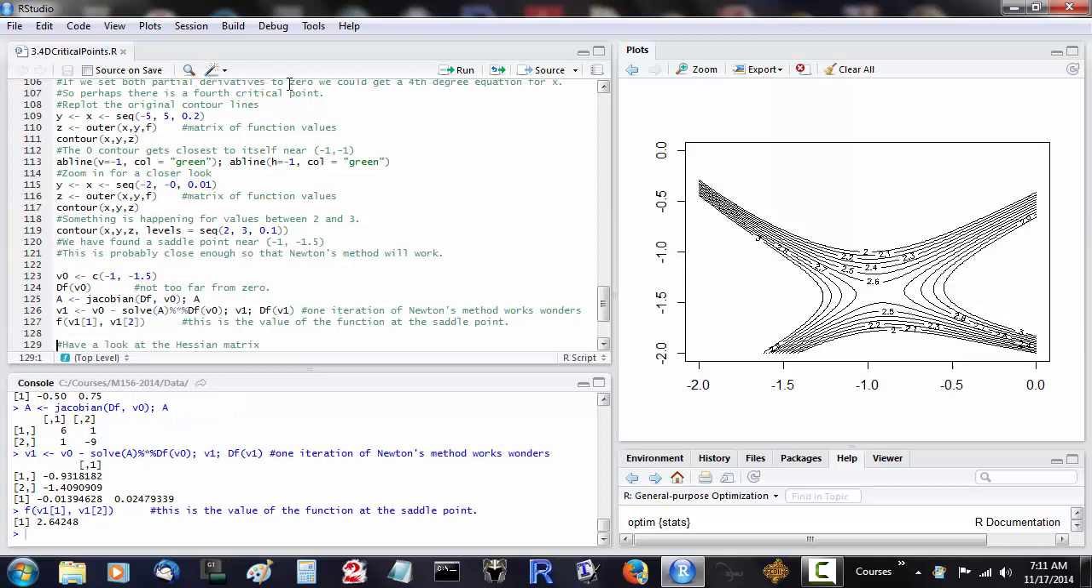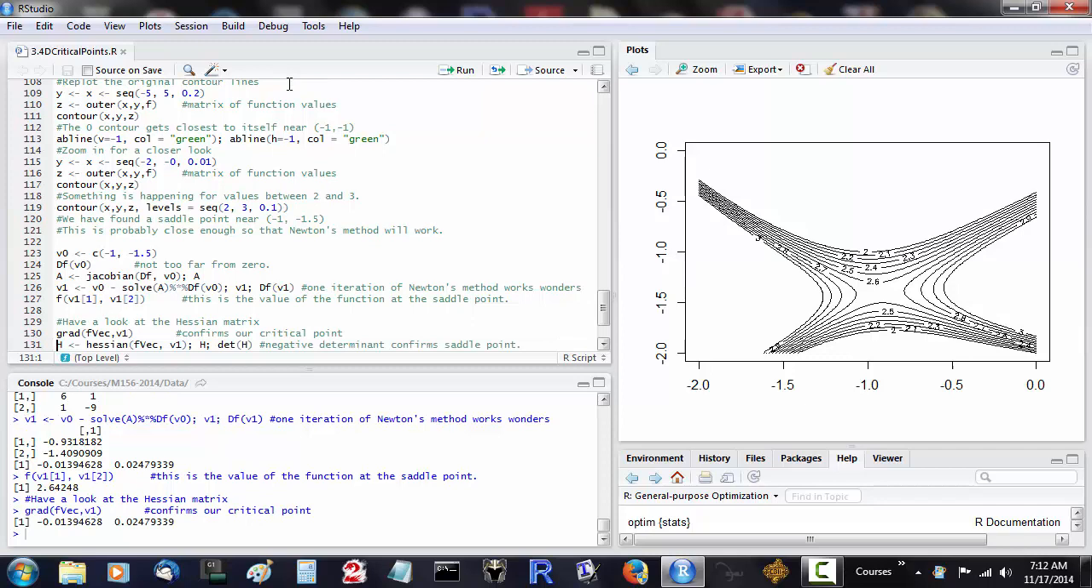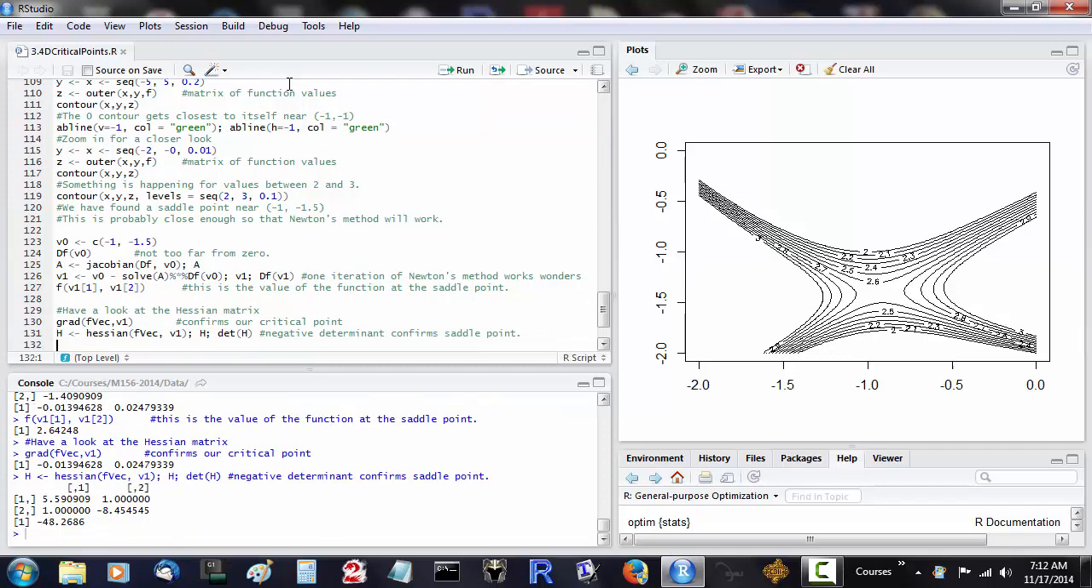I'll evaluate the function at the saddle point, which is not of any particular importance, and finish off by having a look at the Hessian matrix. First, let's just make sure that the partial derivatives are both 0 at our critical point, then compute the Hessian, and if you look at its determinant, you discover the determinant is negative. That rules out a maximum or minimum. It confirms a saddle point.